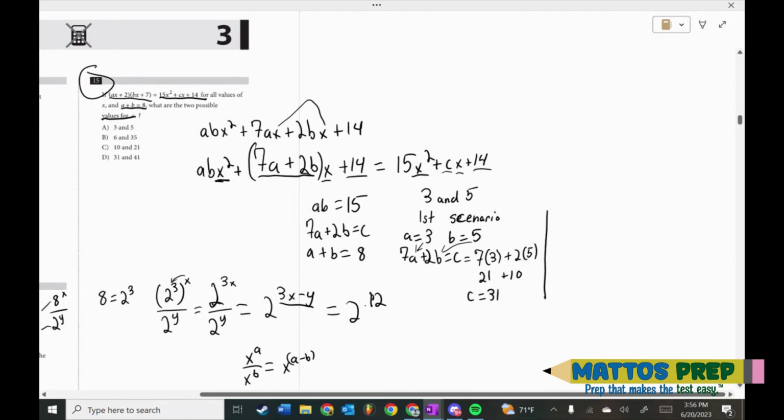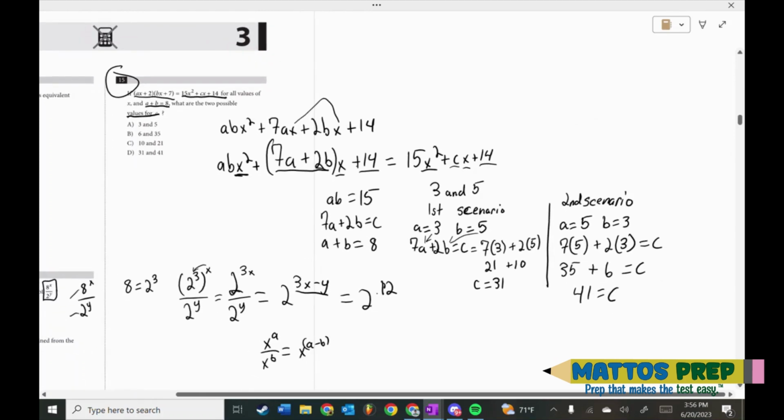But now we have to go back and do the second scenario as well that I explained before. So we'll label it second scenario. Obviously, when you're actually doing the SAT, you don't need to label anything. You just got to go for time and efficiency. So a equals 5, b equals 3. And then I'm just going to substitute it because we know what we're doing here. Plus 2, substitute b with 3, equals c. 7 times 5 is 35, plus 6 equals c. 41 equals c.